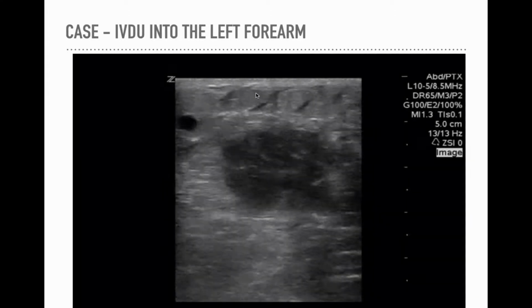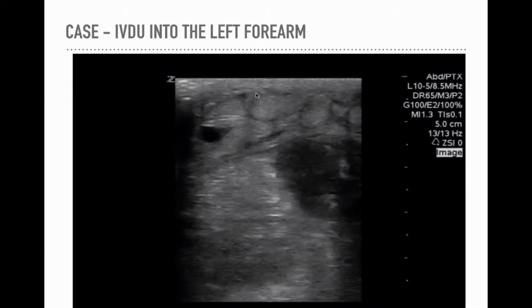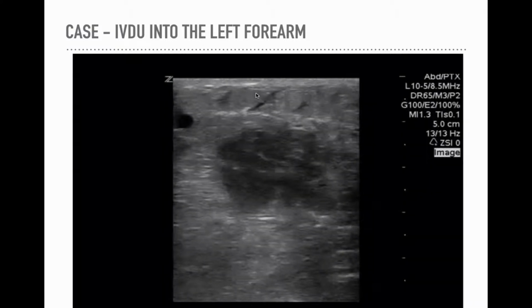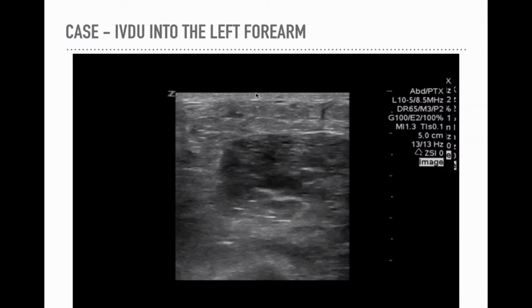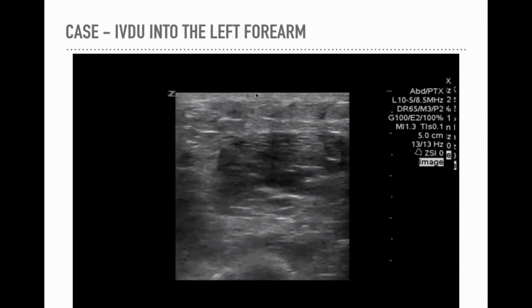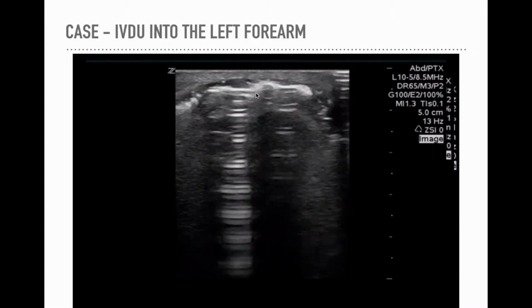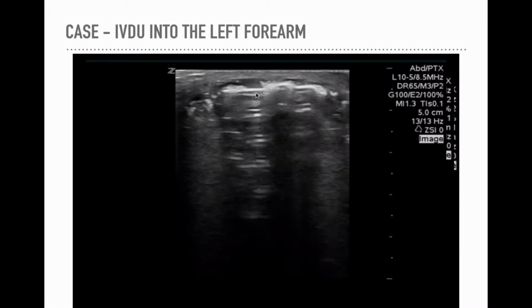So I had a suspicion for abscess and cellulitis, and I see some cobblestoning at the top of the image, so I already know that he's got cellulitis. As I scan through, I identify that vein that he was trying to inject into. There's no thrombus in there. And then as I scan through, I see this. Now this looks really scary. What is that?